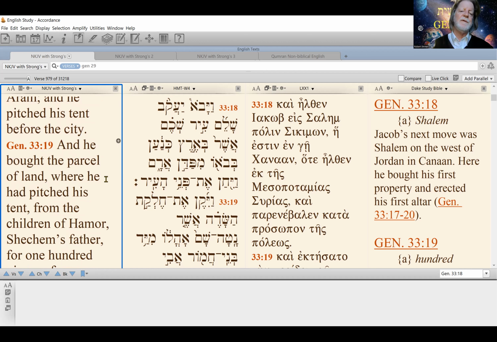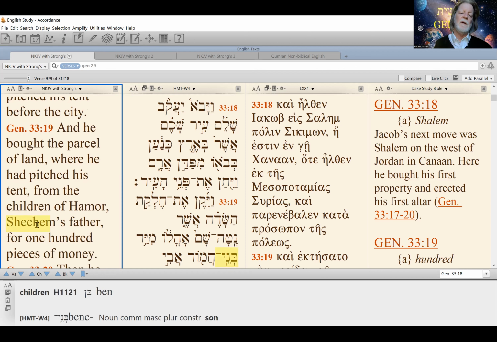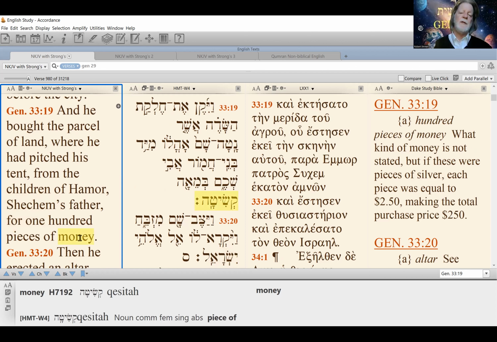And he bought a parcel of land. Shepherds don't necessarily do that. So he's probably buying a parcel of land so he can build a permanent structure there to live in. So he bought a parcel of land where he'd pitched his tent from the children of Hamor, Shechem's father, for 100 pieces of money.